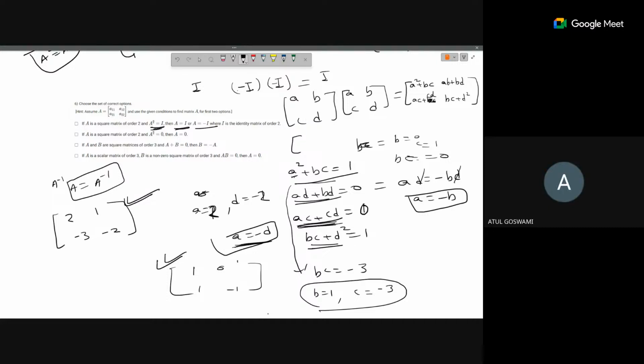Oh, okay, but in that case A must be invertible, right? It is not given here in this question. We cannot assume that A is invertible. Okay, so first option is wrong.